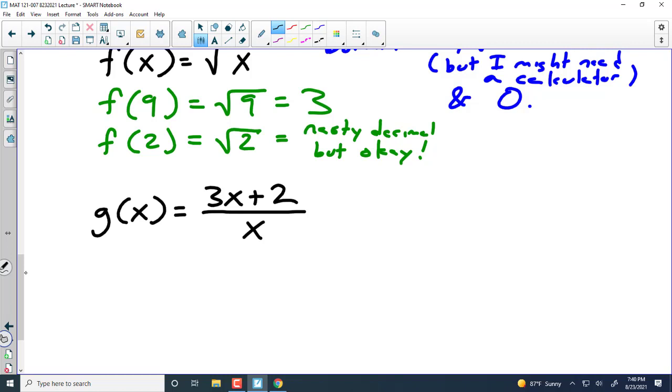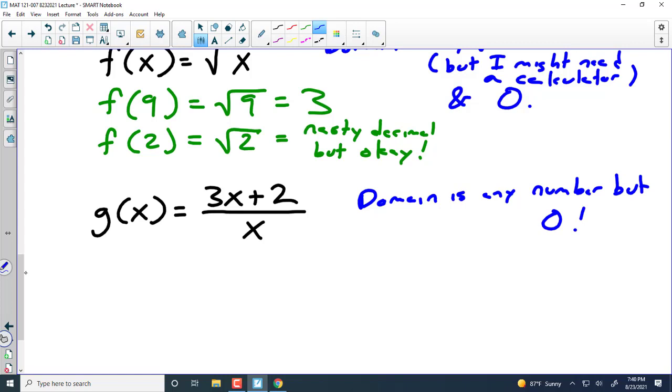Now, I could sit here all day long plugging any number I want in here, and I would get answers as long as I don't plug in 0. It's a function. I'm promising it is a function. But what we want to say is the domain is any number but 0. Does that sound okay to everyone? Yes. Any number but 0.